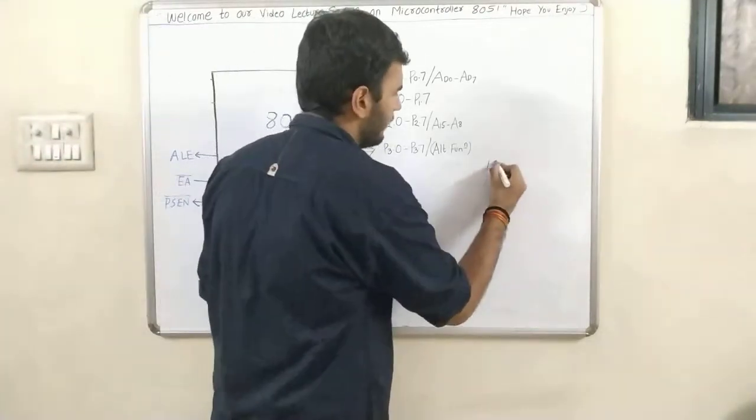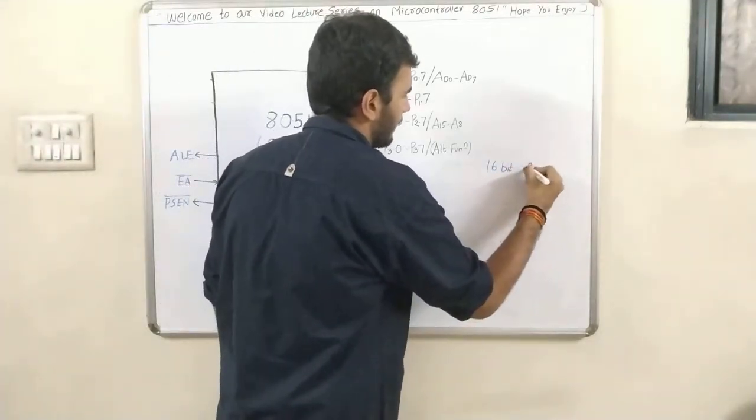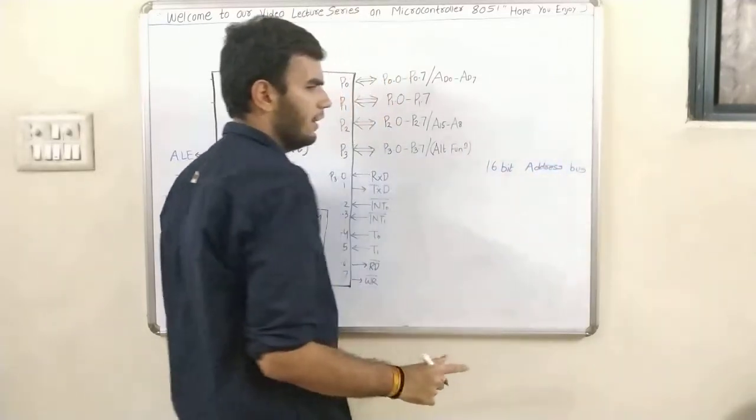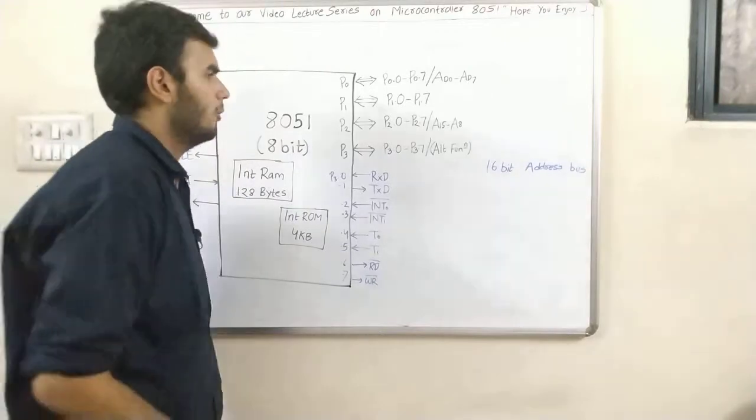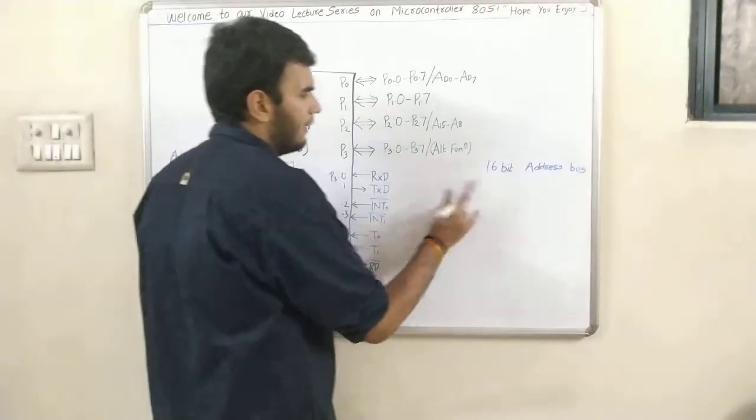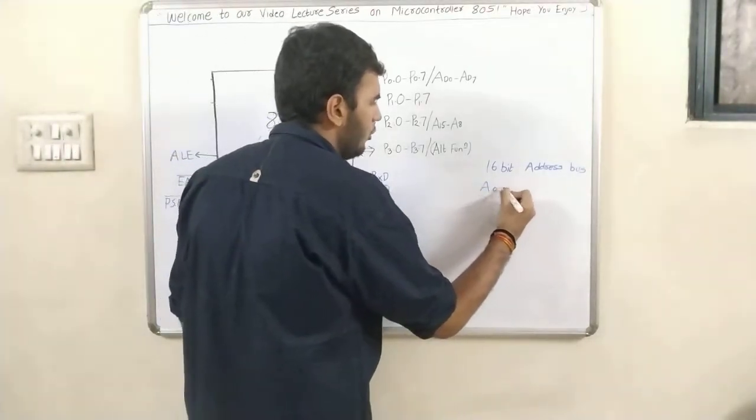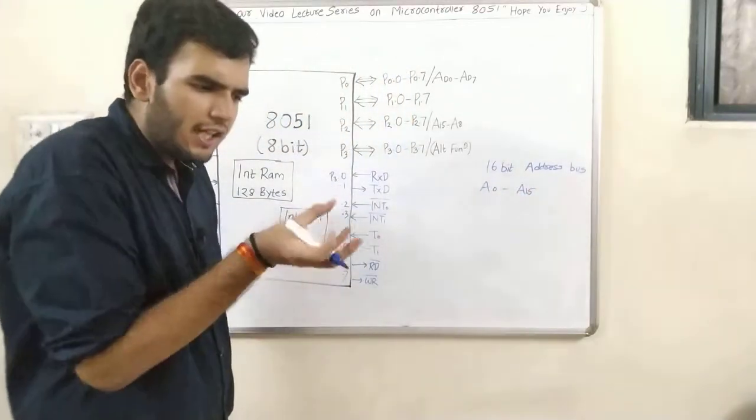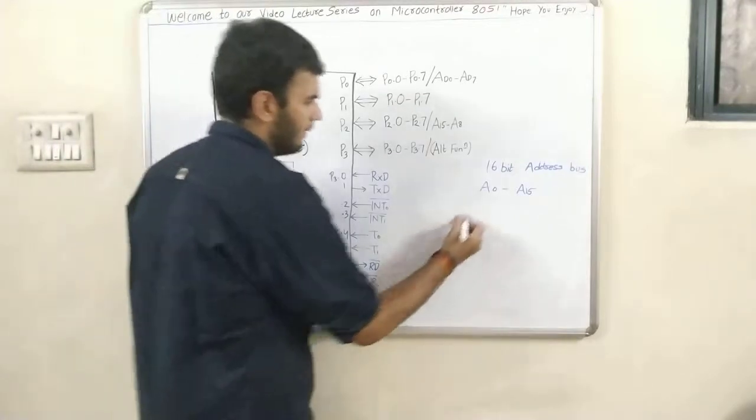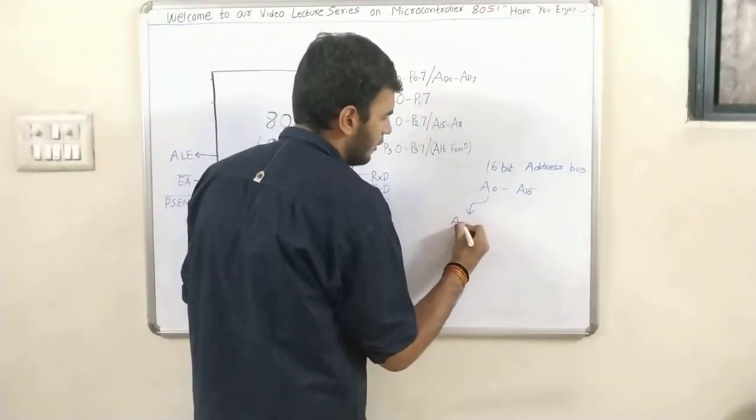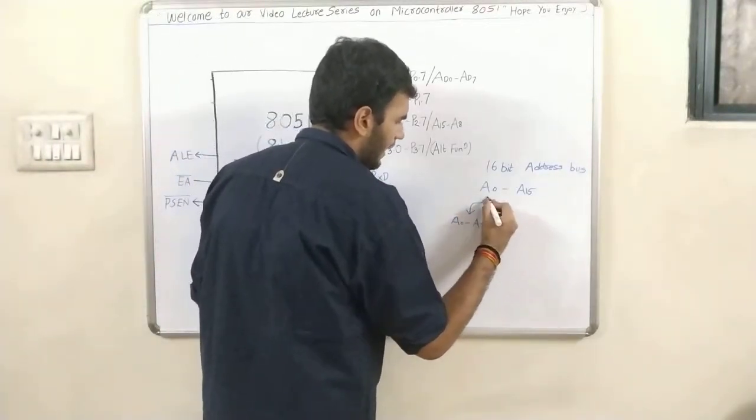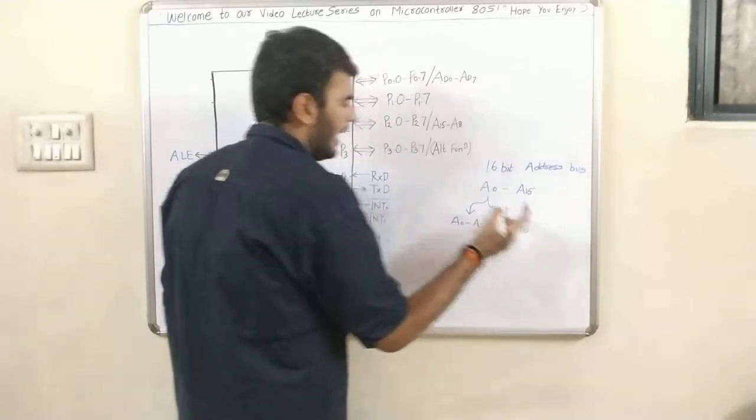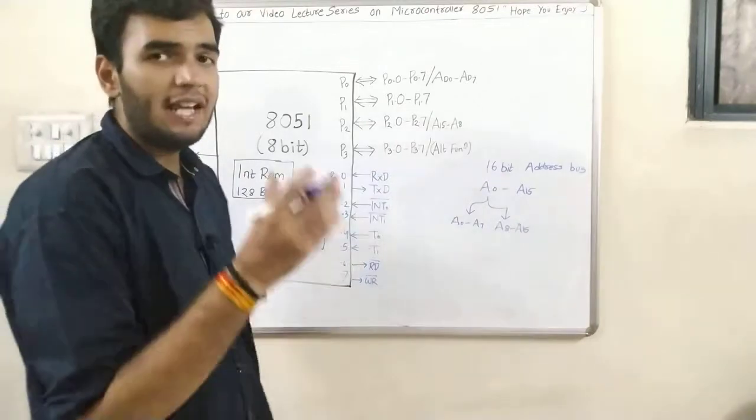So it has a 16-bit address bus. Address bus is always 16-bit, whether it is a microprocessor or a microcontroller. So that 16-bit address will be A0 to A15. That is converted into two separate buses, which will be A0 to A7 and A8 to A15. So, a 16-bit address bus.